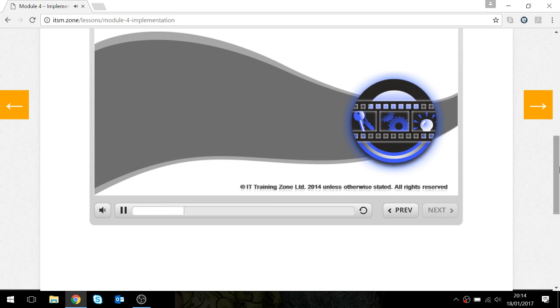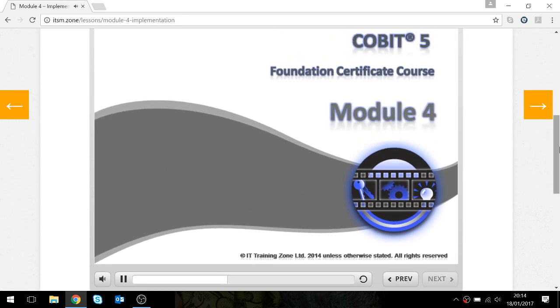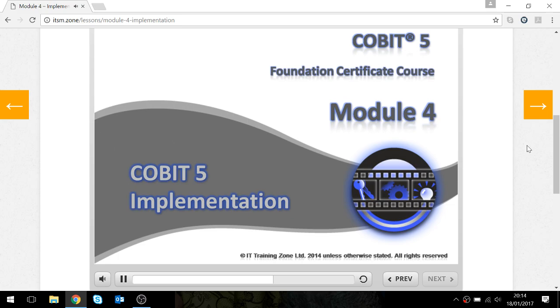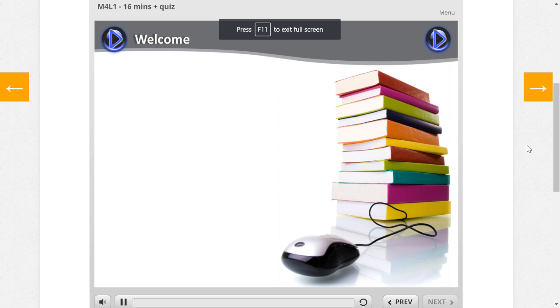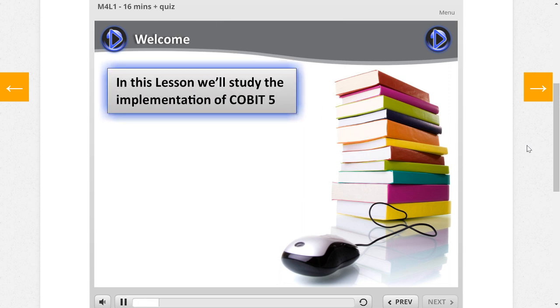COBIT 5 Foundation Certificate. Module 4, COBIT 5 Implementation. Lesson 1. Welcome to this lesson, where we'll study the implementation of COBIT 5.